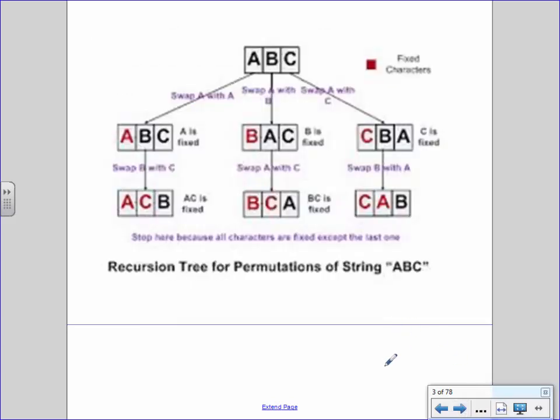Well, here's a picture of all of the ways that this could happen. She could go ABC, BAC, CBA, ACB, BCA, and then one of the 6 combinations actually spells a word.